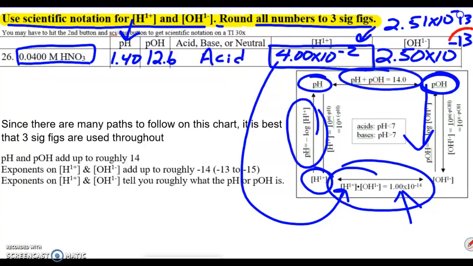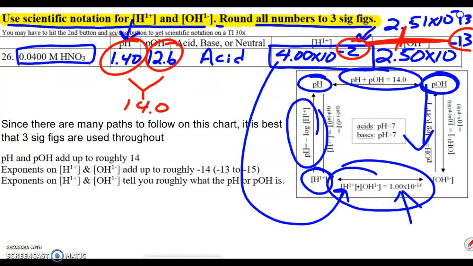Let's look at a couple things. Our hydroxide ion concentration has an exponent of negative 13. That means it should have a POH that's close to 13. And that's 12.6. My exponent here is a 2 negative, so my pH should be around a 2. And it is around a 2. pH and POH should add up to 14. Sometimes it might be slightly above, sometimes it might be slightly below, but it should all come out pretty close to 14. And these two exponents, this 2 negative and this 13 negative, when we add those two together, we should always get around 14.